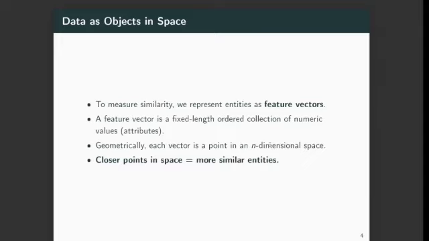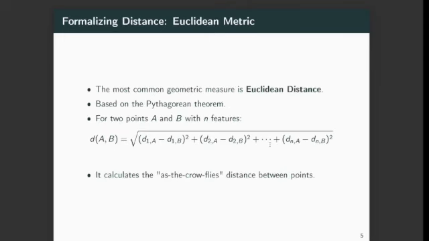So how do we measure the similarity or the distance between one point and another? For this, we have several measures of distance. The easiest one would be the Euclidean metric, which uses this formula. This is the most common geometric measure, and it is based on the Pythagorean theorem.